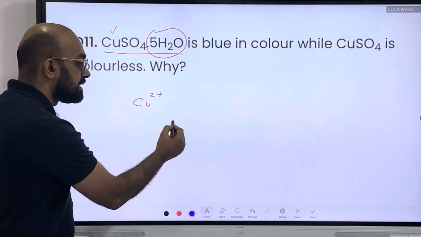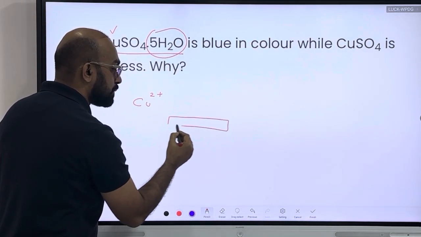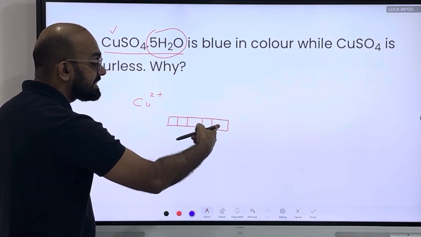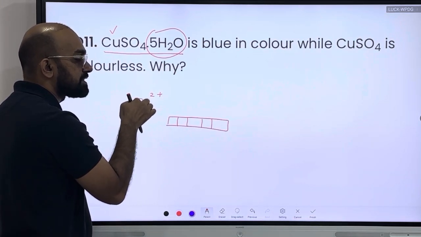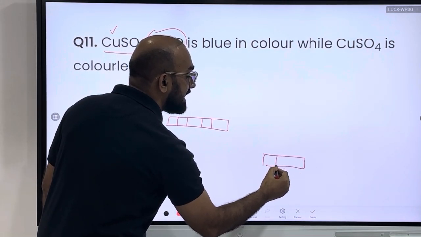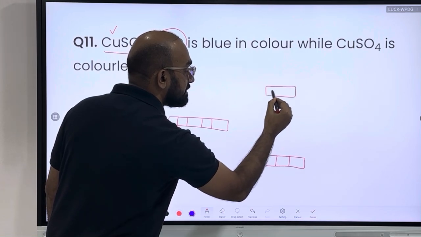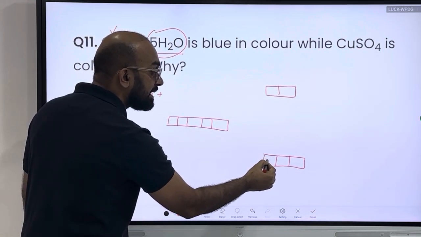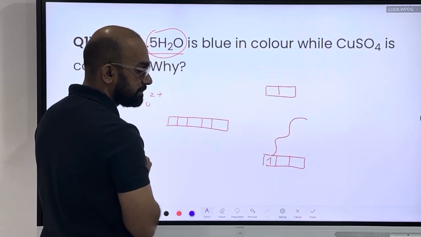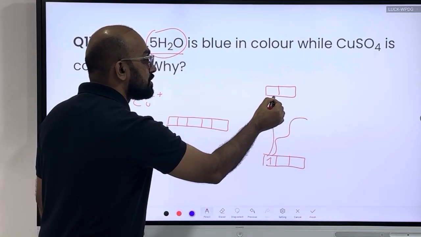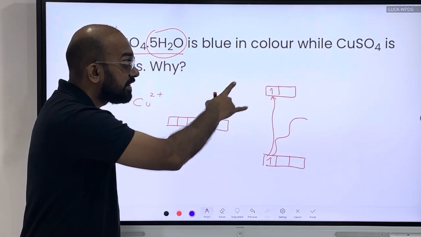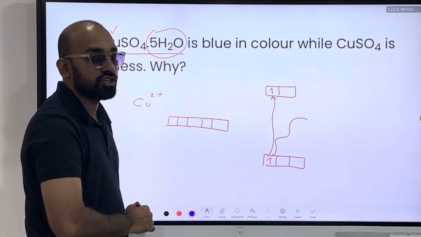You remember, right? When ligands approach the central metal ion, the degeneracy of the d orbitals of the central metal ion will be lost. As a result, what will you get? You will get a set of new d orbitals like this. Now, if an unpaired electron is present, it will absorb light energy and excite to the higher set of orbitals, correct? We call it d-d transition.